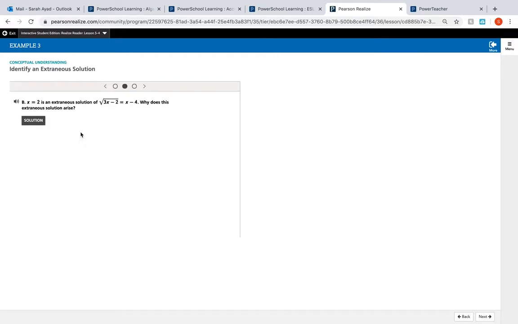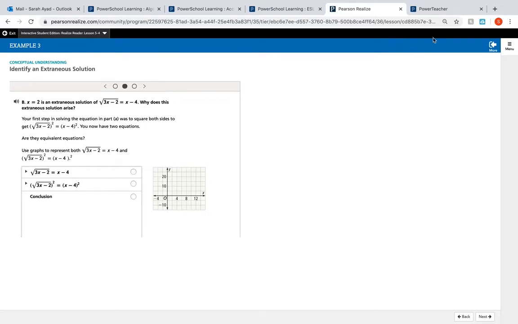All right, for part B, it says x equals 2 is an extraneous solution. Why does this extraneous solution arise? Well, we kind of just discussed this already, but when I substitute the equation back in, it tells us that a square root is equal to a negative number, and I know that can't be the case. So notice here, it's saying use the graphs and show what they look like.